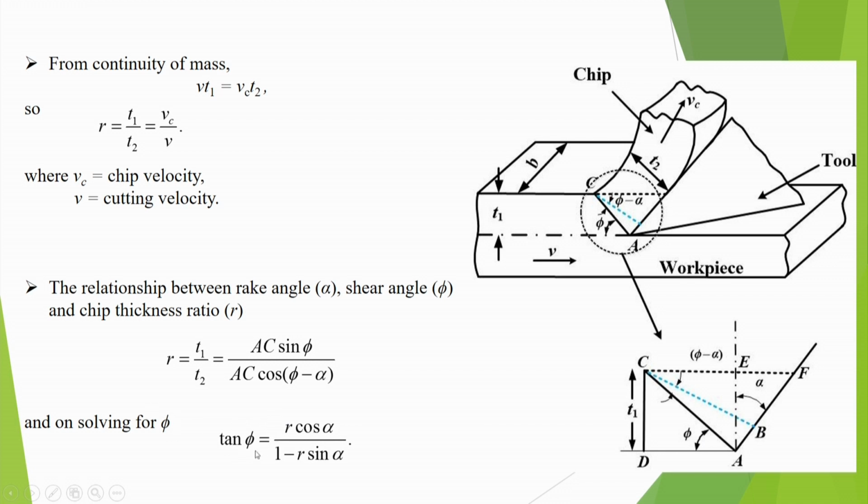So, by solving we had got tan phi is equal to R cos alpha divided by 1 minus R sin alpha. So, if you know the relationship between rake angle and shear angle, and if you have measured the chip thickness ratio, you can estimate phi and you can also estimate V C.